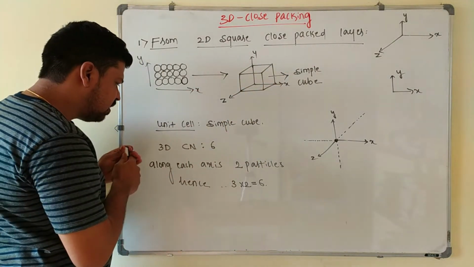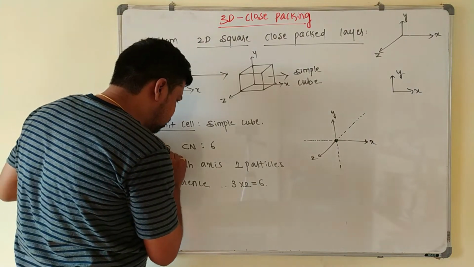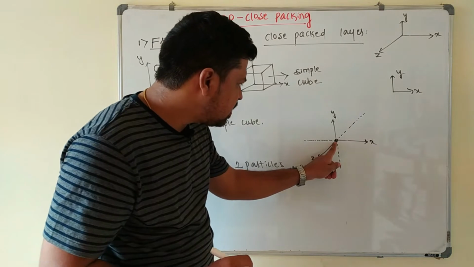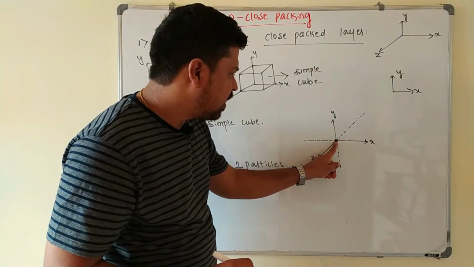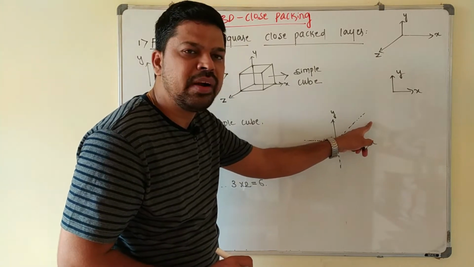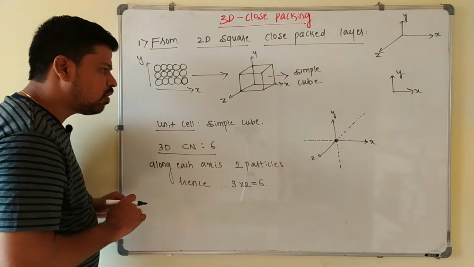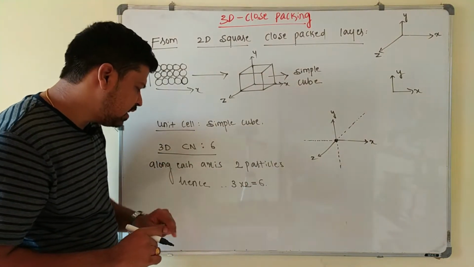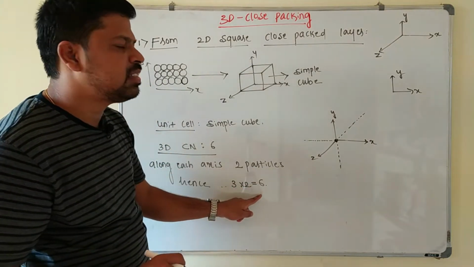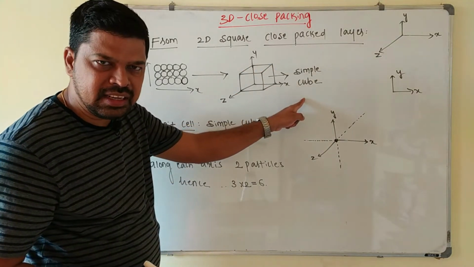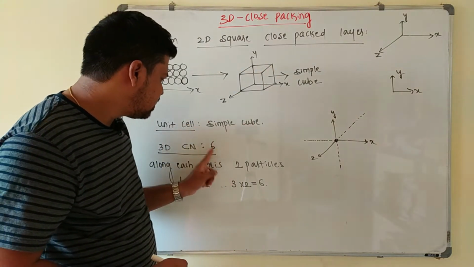And in this one, the three-dimensional coordination number, each particle is in touch with 6 other particles. Along each axis it is in touch with 2 particles. Along x-axis 2 particles, along y-axis 2 particles, along z-axis 2 particles. So the coordination number of each particle here is 6. Along each axis 2 particles are in touch, hence 3 into 2 is 6. The 3D coordination number in case of simple cubic unit cell is 6.